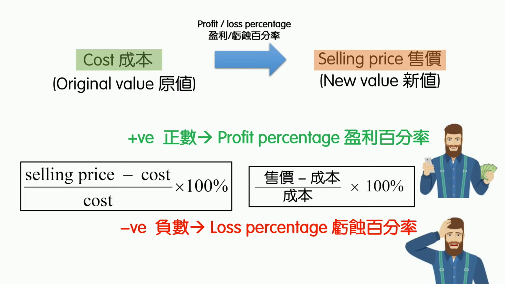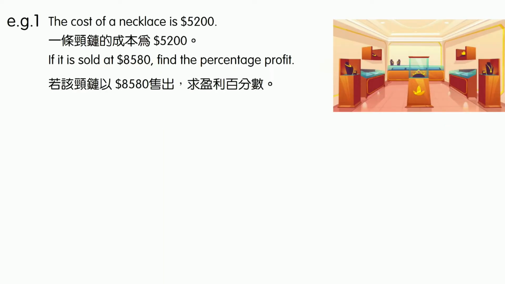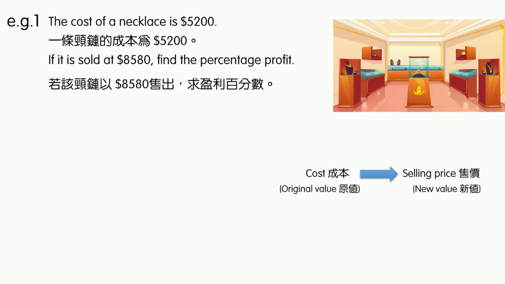Let's try out some questions to test this formula. There's a necklace at a cost of $5,200. If it is sold at $8,580, find the profit percentage. The original value is $5,200. The new value is $8,580.